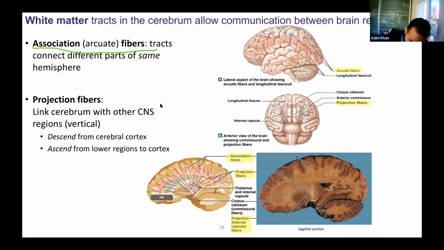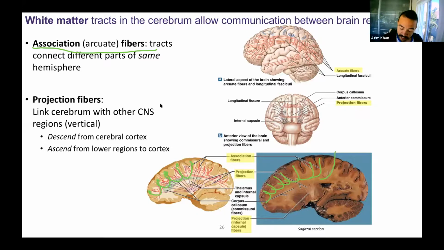If you want to talk from one cortical region to another, you just keep sending axons from one place to another place to another place. That's what these white matter tracts are. These are association fibers going from one cortical area to another within the same hemisphere.